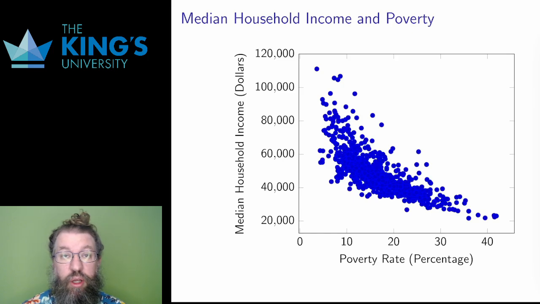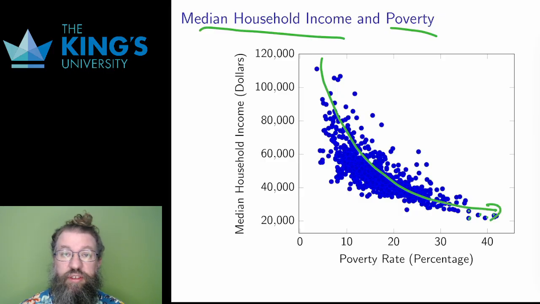Here's another scatter plot from a study of US counties that include variables of median household income and poverty rate in percentage. Again, each dot is a particular county and its value for those two variables. There looks like there might be a relationship here, a negative correlation, since higher income leads to lower poverty rates, but perhaps not a straight line relationship, perhaps something more complicated.